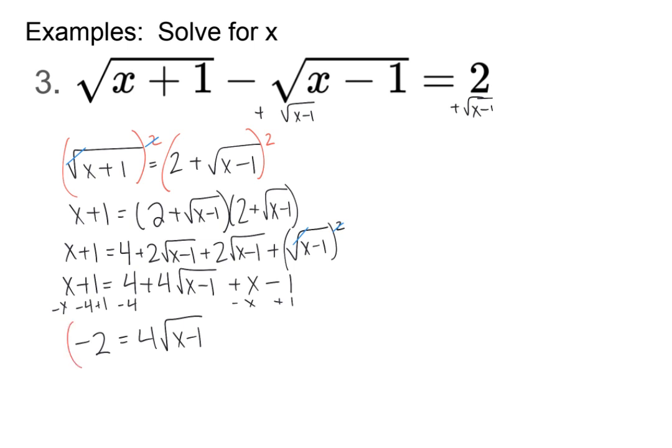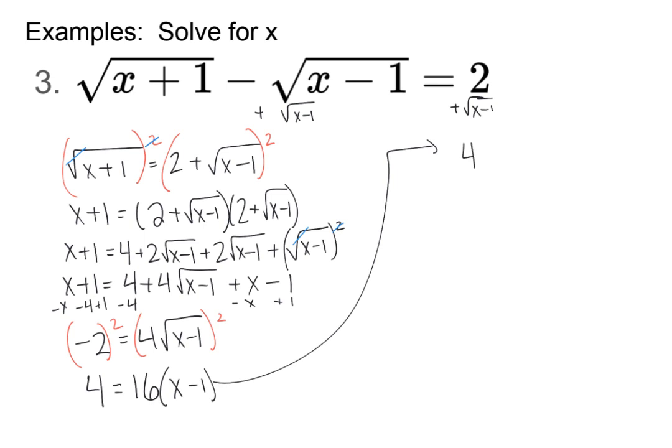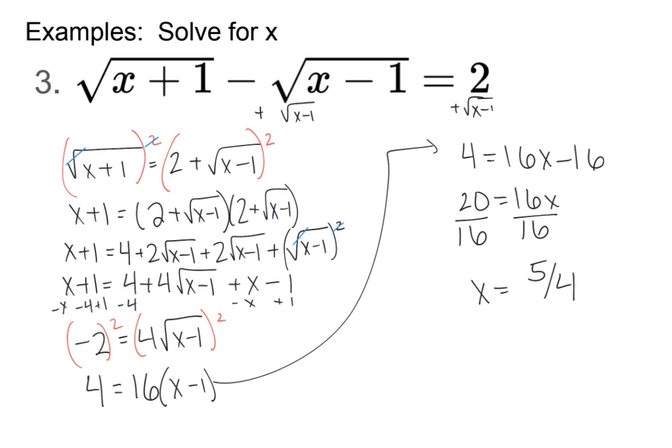Time to go ahead and square both sides again. Now be careful when you square both sides. Let's think this through. The square of negative 2 is 4. When I square this, I have to square the 4, and it's 16 times, the root's going to go away, and I'll have x minus 1. So let's bring this up over here. So now I can distribute the 16 and solve for x. I'm going to add 16 over and then divide by 16. Just going to have to reduce that to 5 over 4.